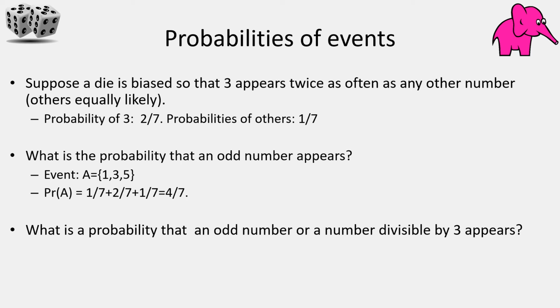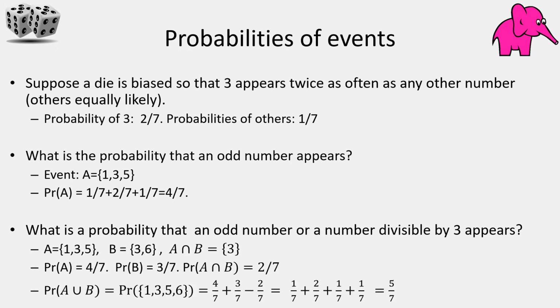So what is the probability that either of 2 events appears? So either an odd number or a number divisible by 3, or it can be a number that's both odd and divisible by 3, 3 itself. So the event A consists of 1, 3, and 5. Event B consists of 3 and 6.